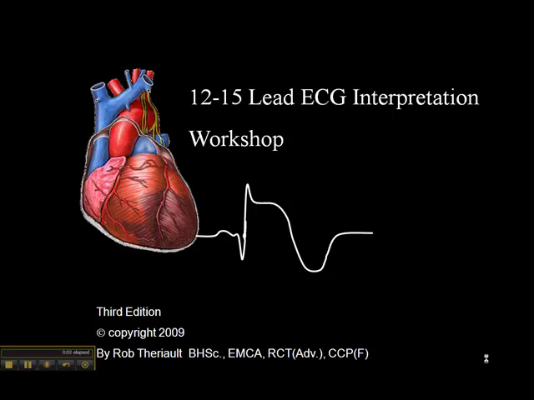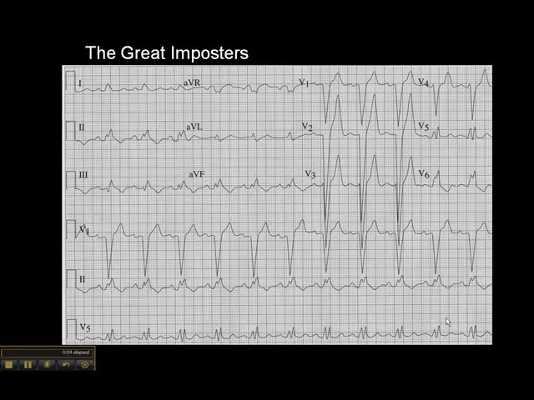This next one here is Imposter number 3. Without going through this sequentially or in finite detail, you can see right off the bat that this is a wide complex rhythm. So we have a sinus rhythm. You look at V1 for P waves. We have P waves followed by a wide QRS. So this is a sinus rhythm with aberrancy.